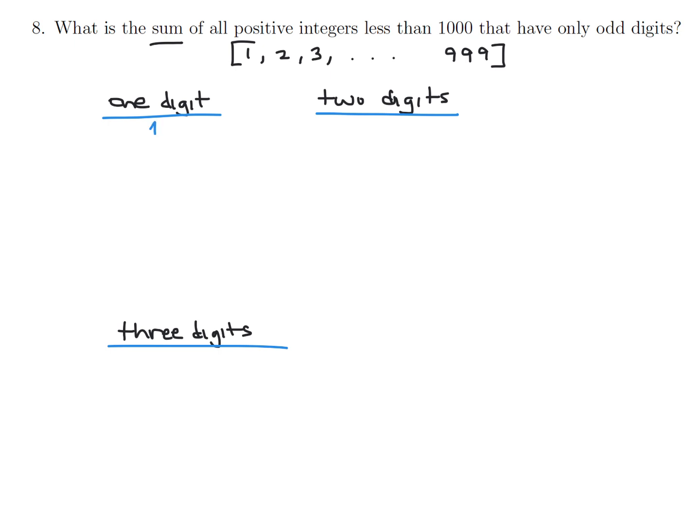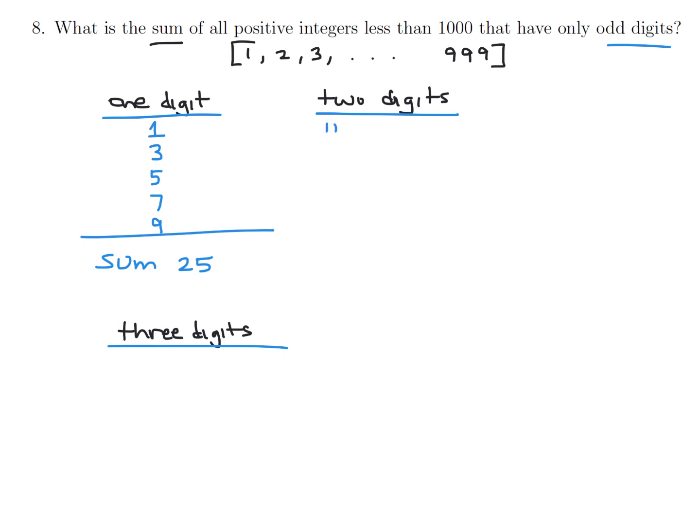So one digit: 1, 3, 5, 7, and 9. Those are the only one-digit numbers that have only odd digits, correct? And the sum, since there's so few, we can just add it up manually, is 25. Okay, so no real pattern there, not much to work with. Now let's talk about 2-digit numbers.